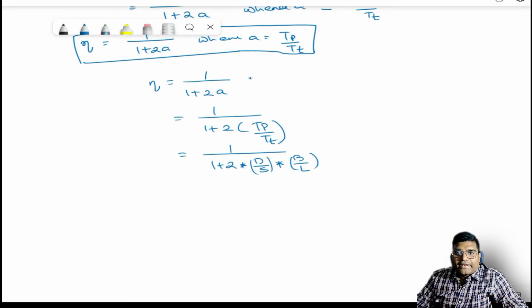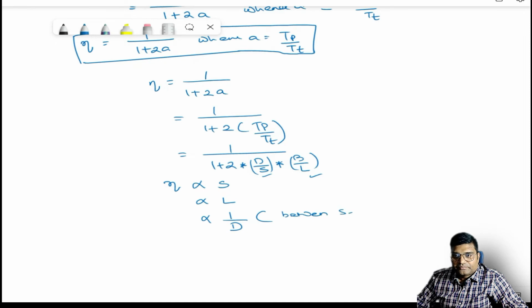So now what are the factors affecting the efficiency? Efficiency is directly proportional to the transmission speed, and it is also directly proportional to the length of the packet. As you see, it is inversely proportional to the distance between sender and receiver, and also inversely proportional to the bandwidth.